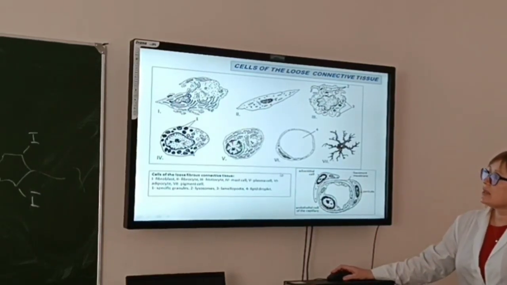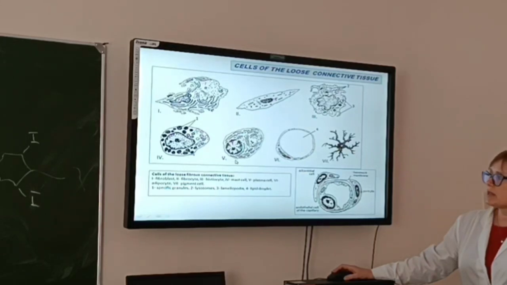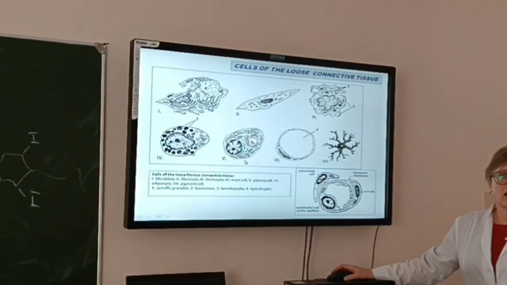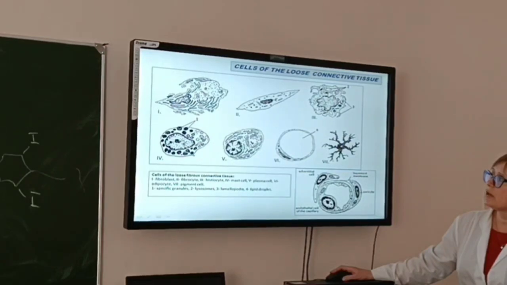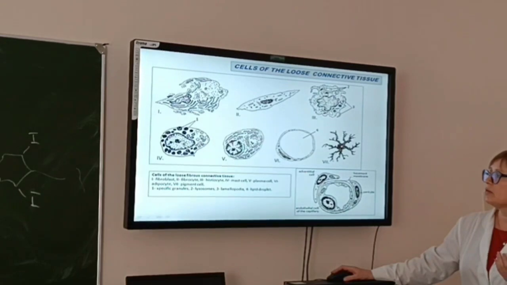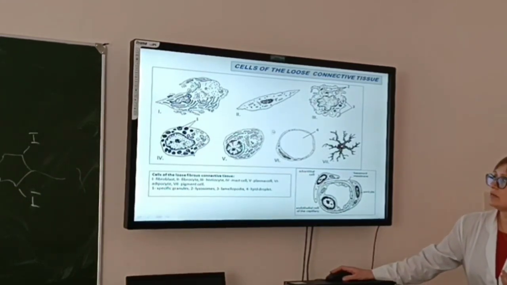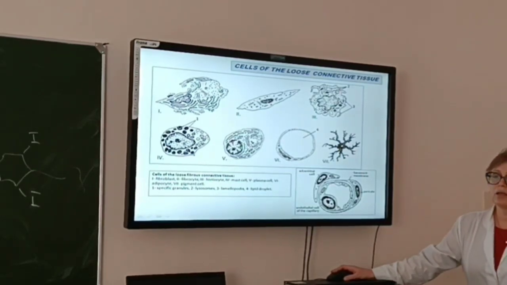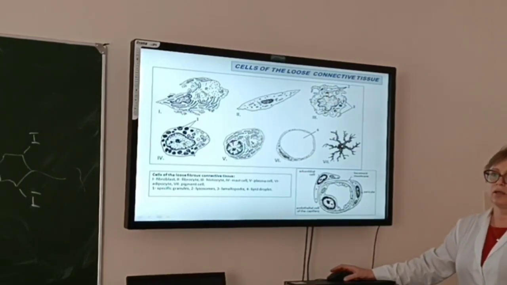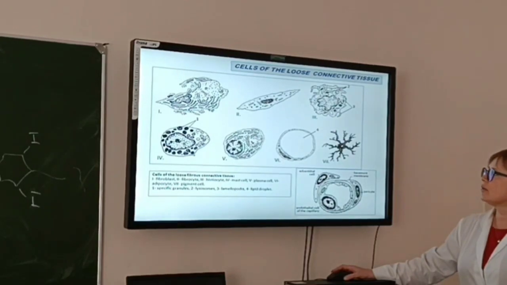Next cell that can be present in loose connective tissue, plasma cell. Plasma cell is the major cell derived from B lymphocytes. So B lymphocytes, after differentiation, differentiate into the plasma cell, where you can see a lot of rough endoplasmic reticulum, because it produces immunoglobulins. So it's responsible for humoral immunity. Adipose cell: here we can see one droplet of fat and a flattened nucleus displaced to one end of the cell.